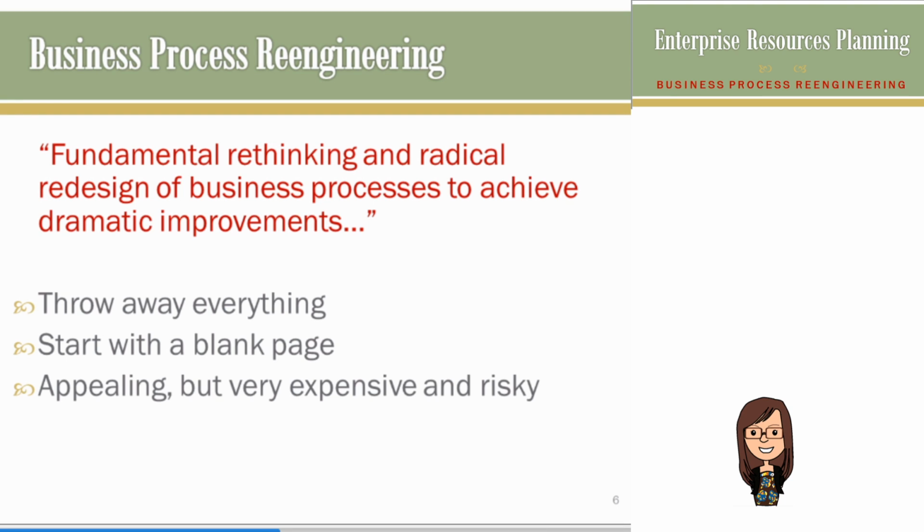So everything might be changed, it might be radical, it might start with a blank page, and it's a good thing. Of course the result might be more efficient, more effective, compared with business process automation and business process improvement, but it might be very expensive and risky, because the effort when we do business process reengineering is bigger. Okay, it means that we need to change the whole business process.